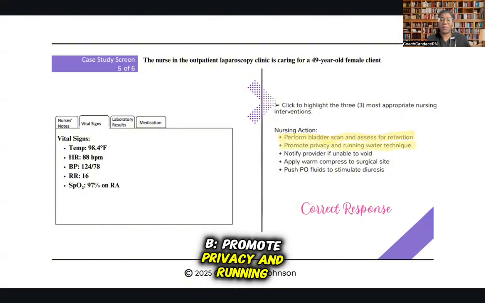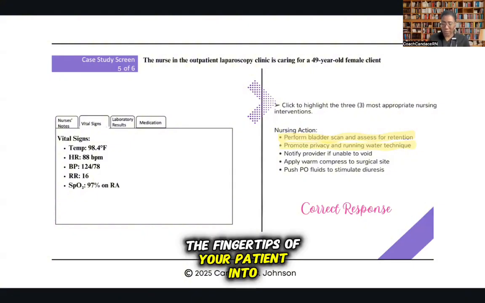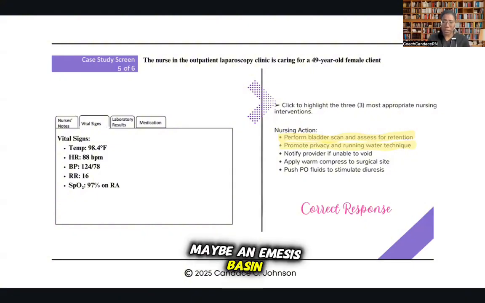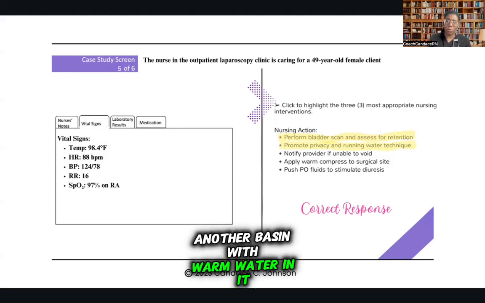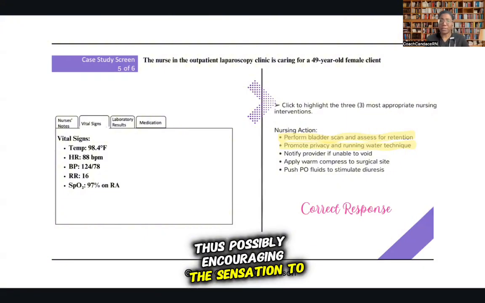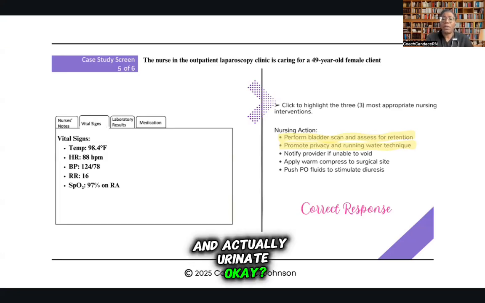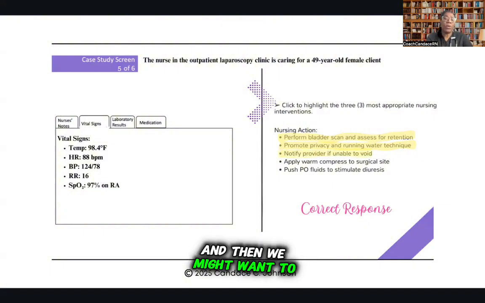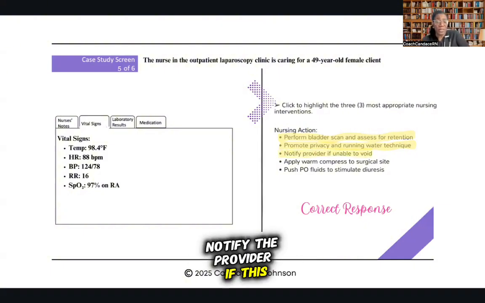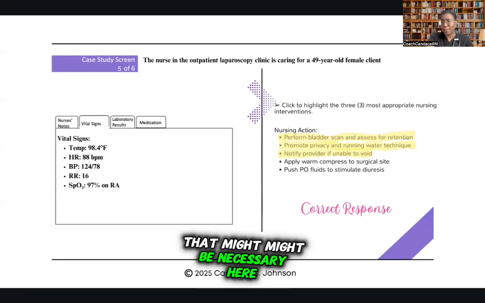All right. B, promote privacy and running water technique. What's the running water technique? Where you put the fingertips of your patient into maybe an emesis basin or another clean basin with warm water in it and give them a chance to experience the warm water on their fingertips, thus possibly encouraging the sensation to release their bladder and actually urinate. Privacy may also help. And then we might want to notify the provider if this patient continues to be unable to void. That might be necessary here.